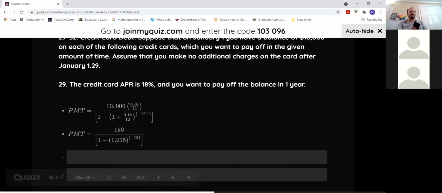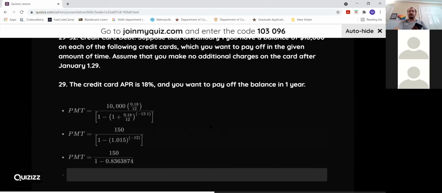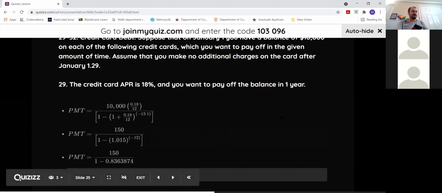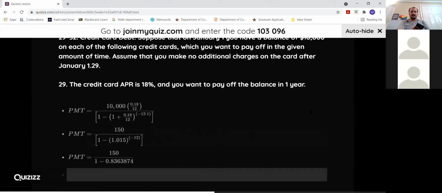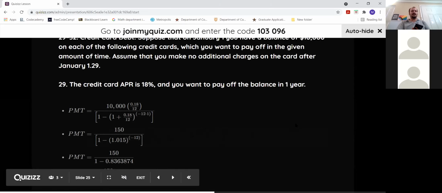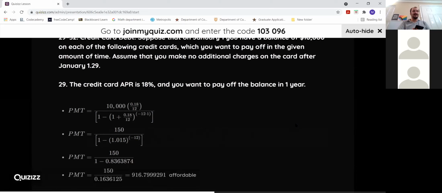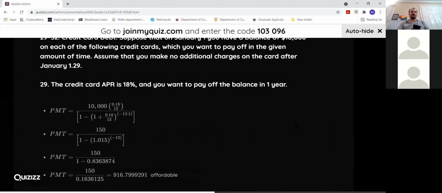If I do it with a decimal and add 1 to it, it gives me 1.015, and I'm raising this to the negative 12th power. When I raise this to the negative 12th power, it should be giving me this fraction 0.836. I subtract those two numbers, it gives me 0.16, and then I divide those by 150. And so 917, I think, is what we're going to end up using.